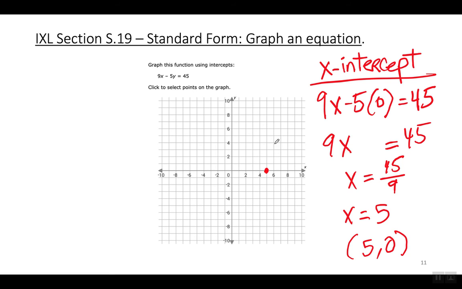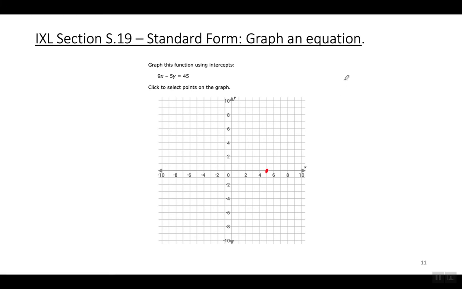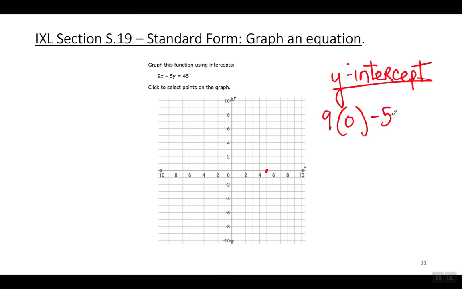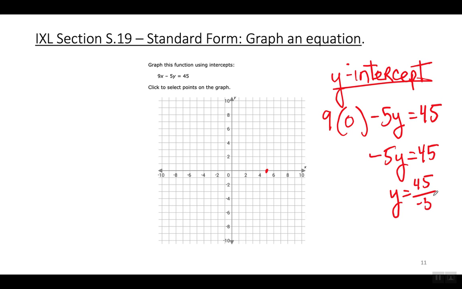Okay, and now to find the y-intercept. To find my y-intercept, I'm going to make x equal to 0 and solve for y. So when x is 0 in this equation, y equals negative 9, and that's my y-intercept.